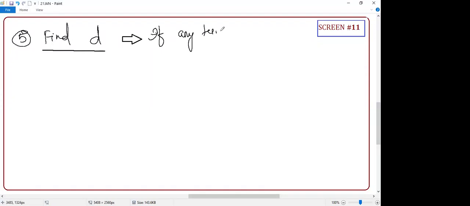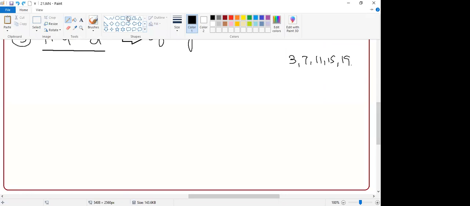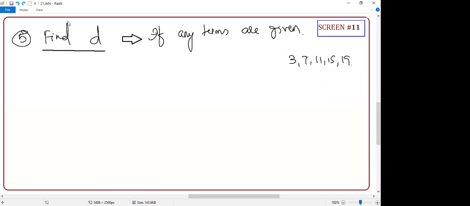Sir, a n minus a n minus 1. For example, take our example now. What is that sequence? 3, 7, 11, 15, 19. Common difference is 4. Guys, consider that I'm not giving this; you are telling me to find common difference D easily. But instead of that, can anyone tell me what is the 11th term here? What is A11?